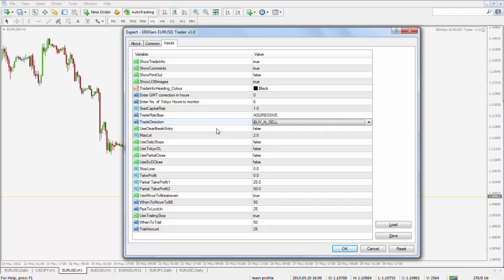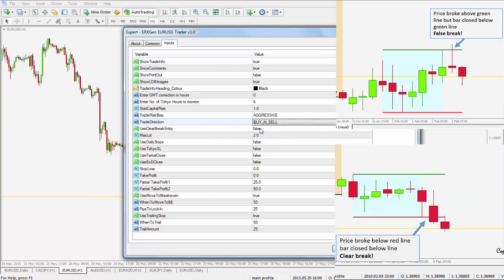Use clear break entry. With this setting, it is typically when price breaks either above the green line or below the red line. On the aggressive setup, whether the bar closes above or below, it doesn't really matter. Once price touches that, it enters into a trade.